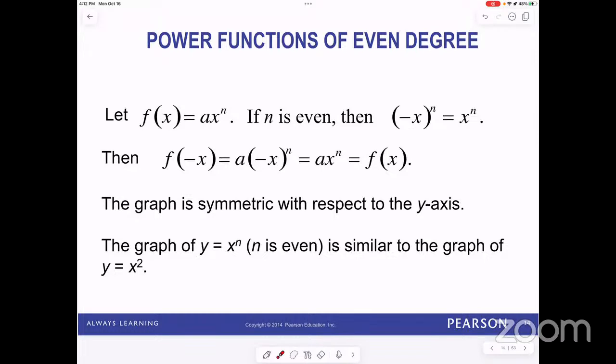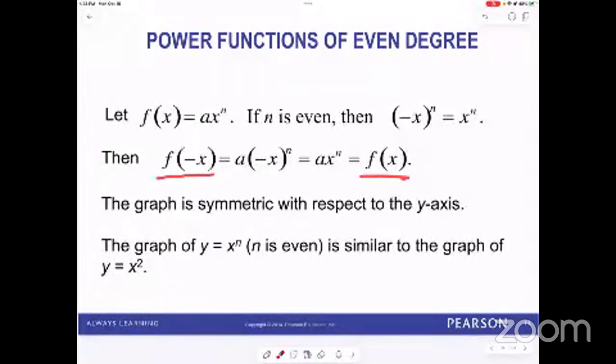So if we consider f of negative x, we replace each x with negative x, we get a times negative x to the n, but n is even, so that's going to be the same as a times x to the n, which is the original, right? So again, we started with f of negative x and we finished with the original. That's the definition of a function being even. All right, let me say that one more time. When we evaluate f of negative x and we get back to the original, that's the definition of a function being even. Once we identify a function as even, that's the same as it having y-axis symmetry, right?